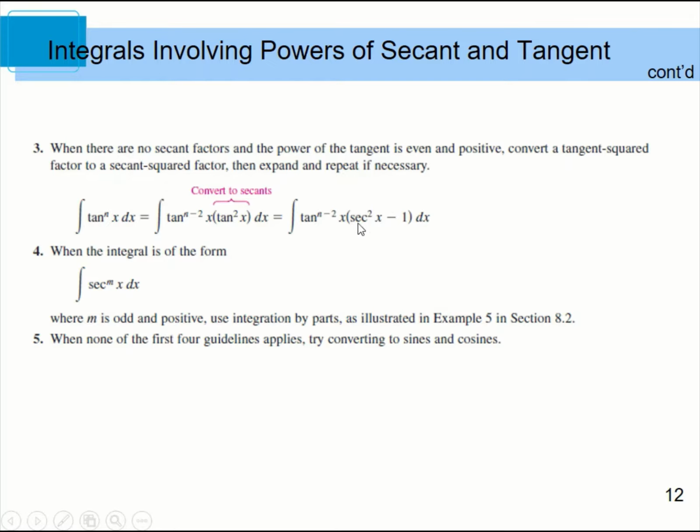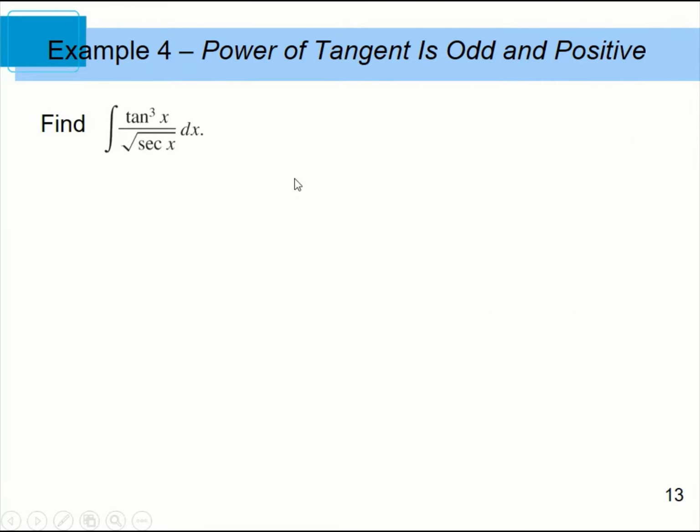So from here we have the tangent x, and then we can integrate. Now when we have only secant to the power of m x dx, where m is odd and positive, then we are going to use integration by parts. This one we learned before. Now when none of the first 4 guidelines applies, then we are going to convert all of this to sine and cosine.